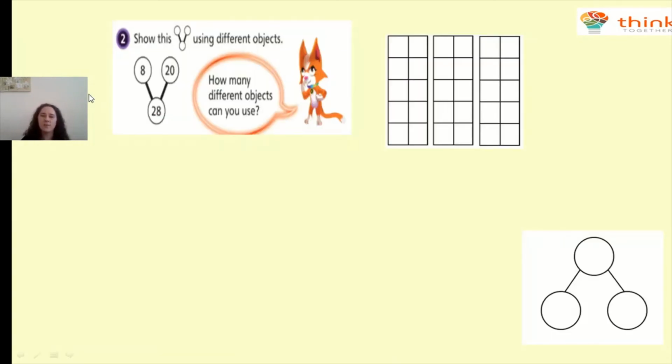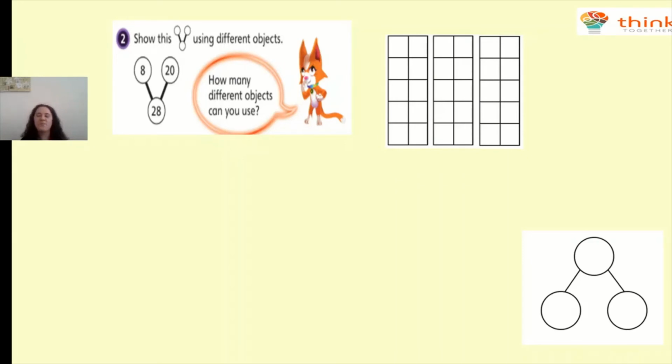Okay, let's do our last question. This says, show the part whole model using different objects. Our part whole model here is, our whole is 28. One of the parts is 20 and the other part is 8. Do you think you could tell the person you're with all the different ways that you could show 28 being split into groups of 20 and 8? See how many different ways you can think of doing this. Pause the video.